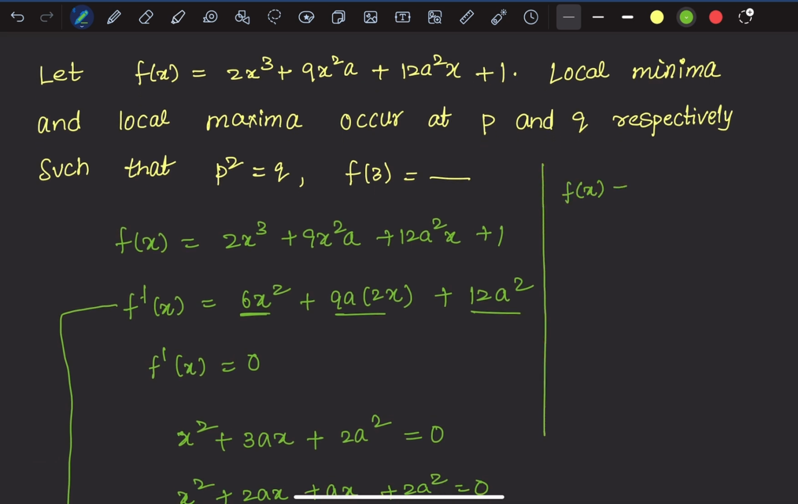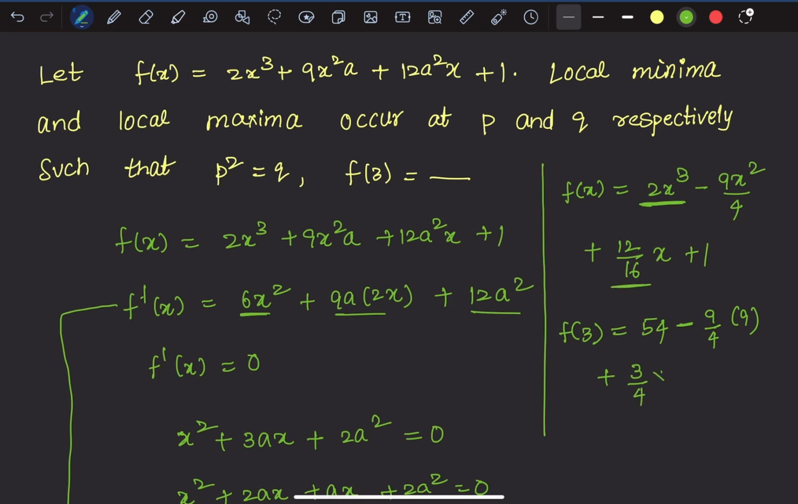Therefore, f of x will be 2x cube minus 9x square by 4 plus 12 by 16x plus 1. And now we have to find f of 3. f of 3 is equal to 3 cube is 27. 27 times 2 is 54 minus 9 upon 4 times 9 plus 3 by 4. 12 by 16 is 3 by 4 times 3 plus 1.